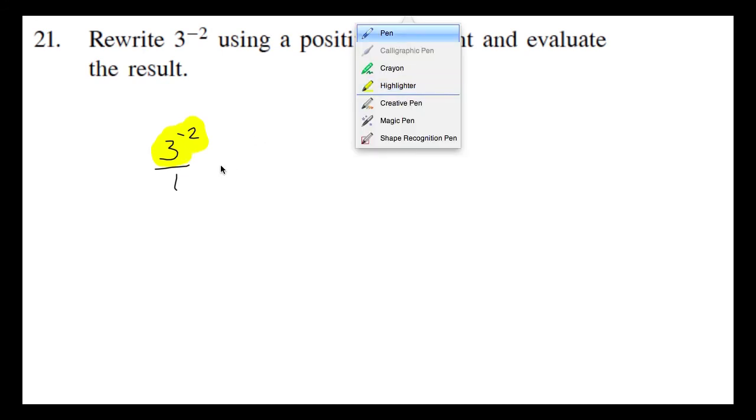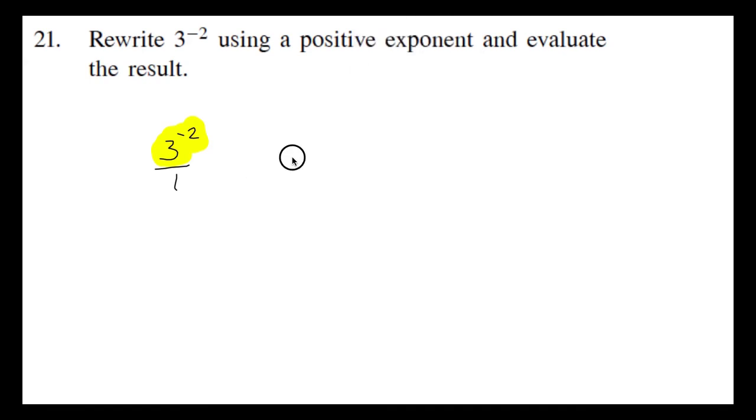So in this case, I have my fraction. This power is going to move from the top to the bottom. That's why I highlighted it. And when it does that, that negative 2 becomes a positive 2. Everything else stays the same. In this case, there wasn't anything else, so I have to put a 1 on top. Now, evaluate simply means I do any more math I can. Well, 3 squared I know is 3 times 3, so that's going to end up being 9. So our answer is 1/9.